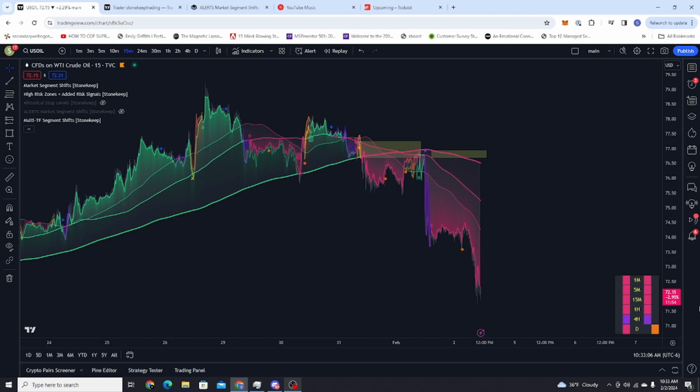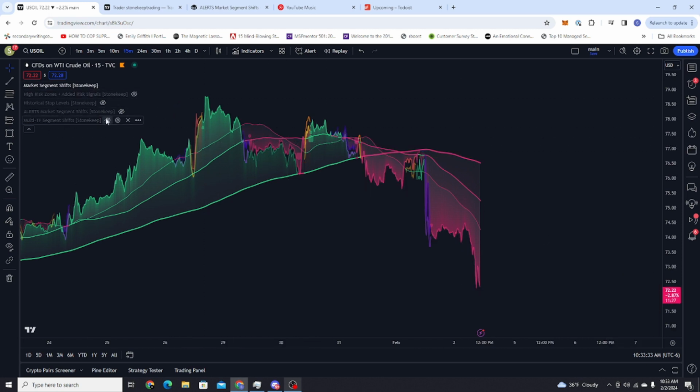I'm going to be diving into a few of our algorithms today just to give a better explanation verbally to our users on some fundamentals of them and a few ways you can look to use them. So the scripts I'm going to be getting into are the market segment shifts, the multi-time frame segment shifts, and the high risk zones plus added risk signals. To start us off, we're just going to look at our market segment shifts here.